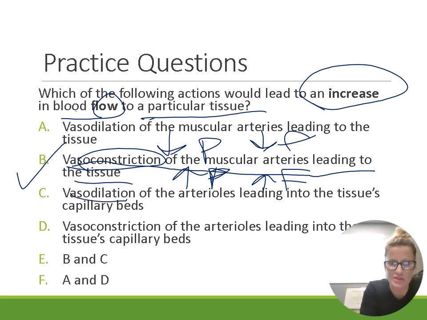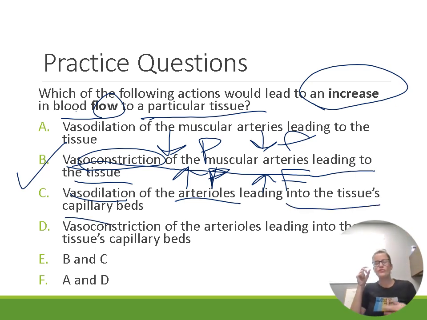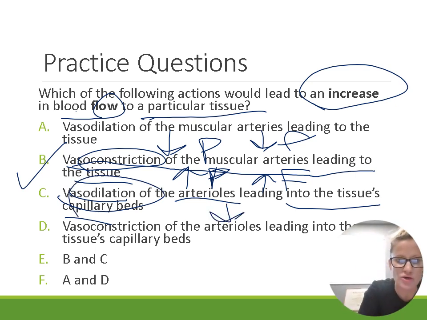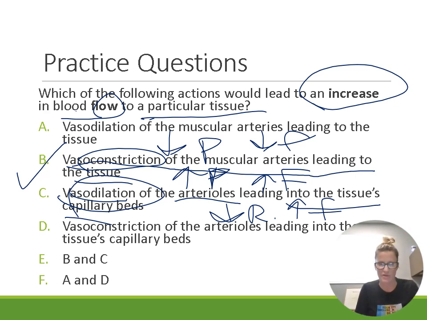Vasodilation of arterioles leading into the tissue's capillary beds. For the small little arterioles leading into the capillary beds, we said resistance was a really big factor. Remember, arterioles are also called resistance vessels. So resistance is key in how much blood flows through these vessels. So vasodilation, opening that vessel up, is going to decrease the amount of resistance in the vessel, which is going to increase the amount of flow into that specific capillary bed. So yes, that makes sense to me as well.